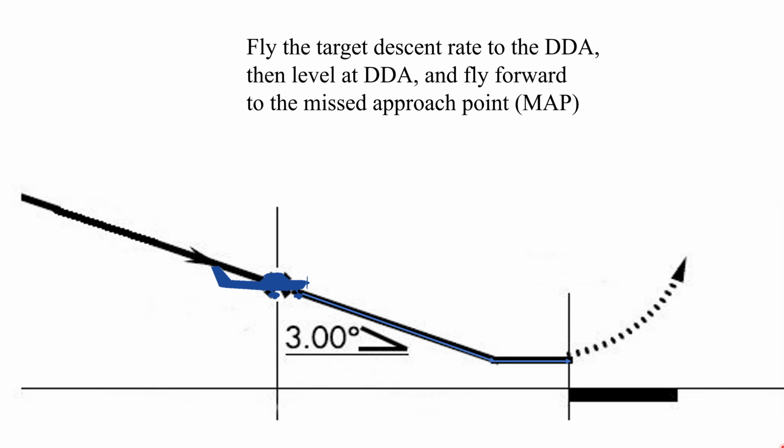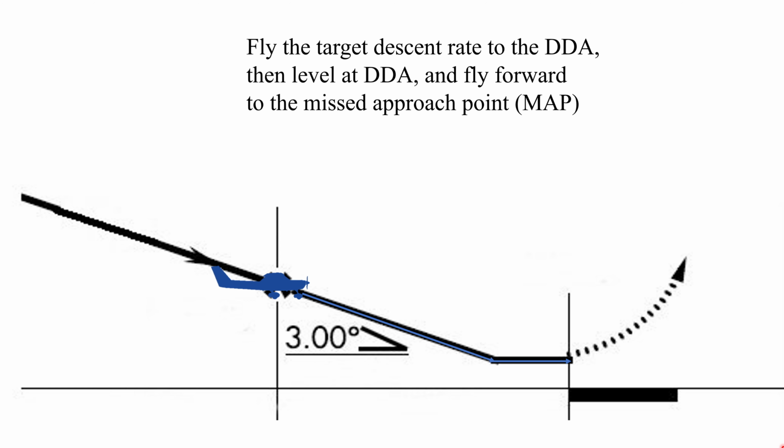I do want to mention that it is a legal technique to fly your targeted descent rate to your DDA and then level at your DDA and fly forward to the missed approach point. If you don't pick up the runway at your DDA, sometimes with these LNAV approaches, you can have higher MDAs, and you may not be close enough to the runway in terms of miles away that, if the visibility is at minimums, you would be able to pick the runway up at that distance. So you can level and fly forward.